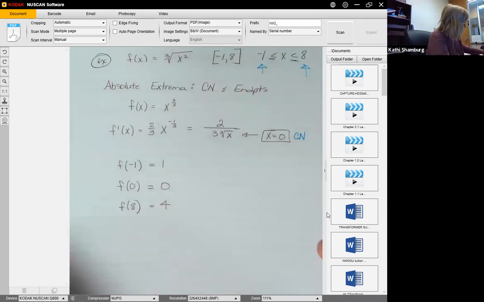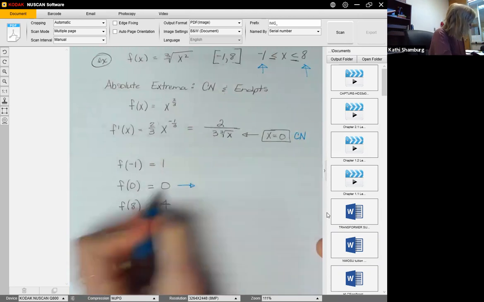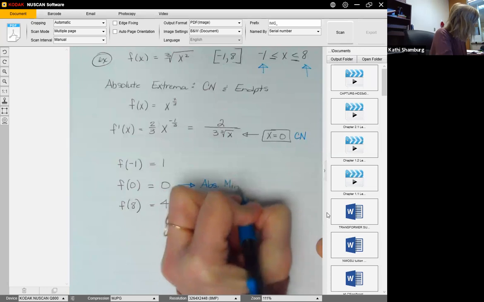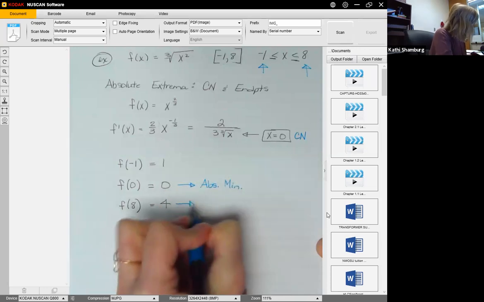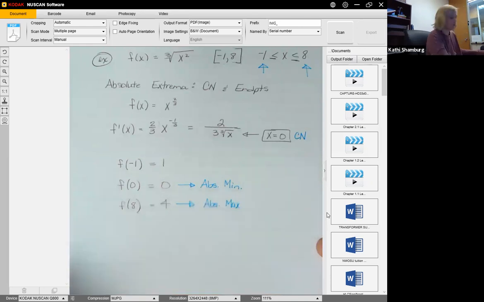So then we want to look at my output. Here's my smallest value. That's my absolute minimum. And the largest value, absolute maximum.